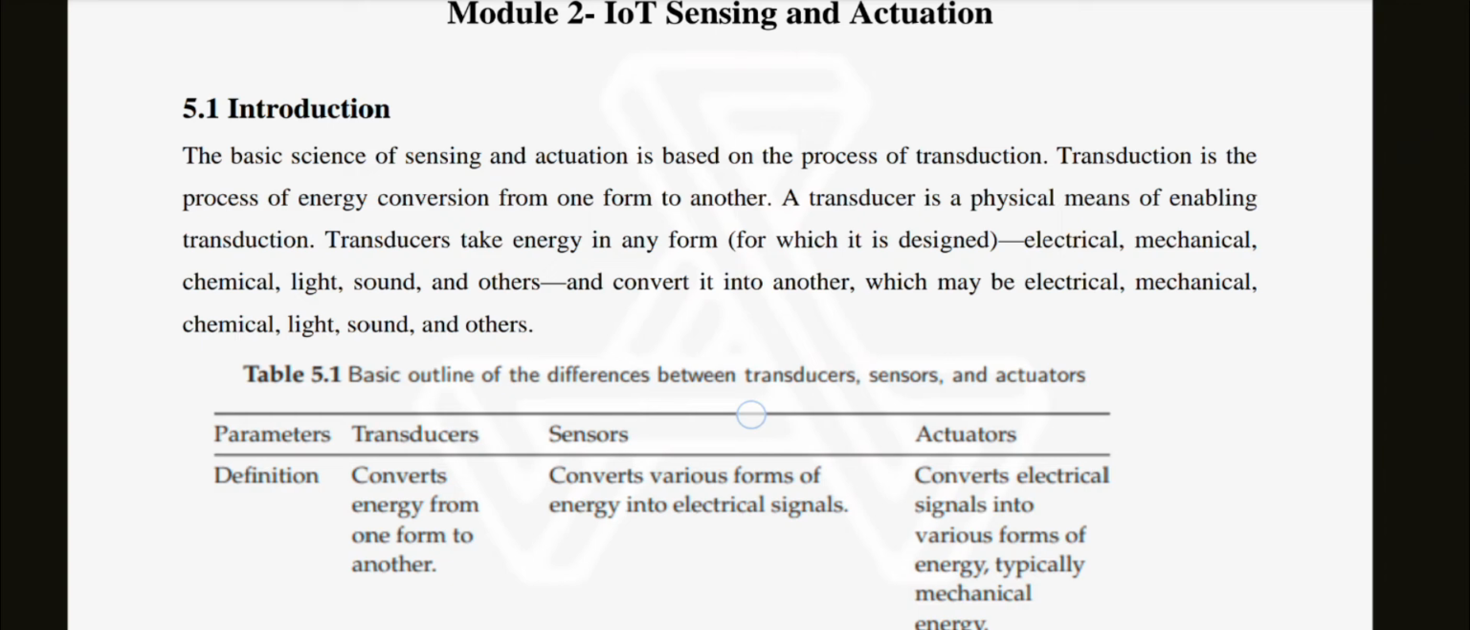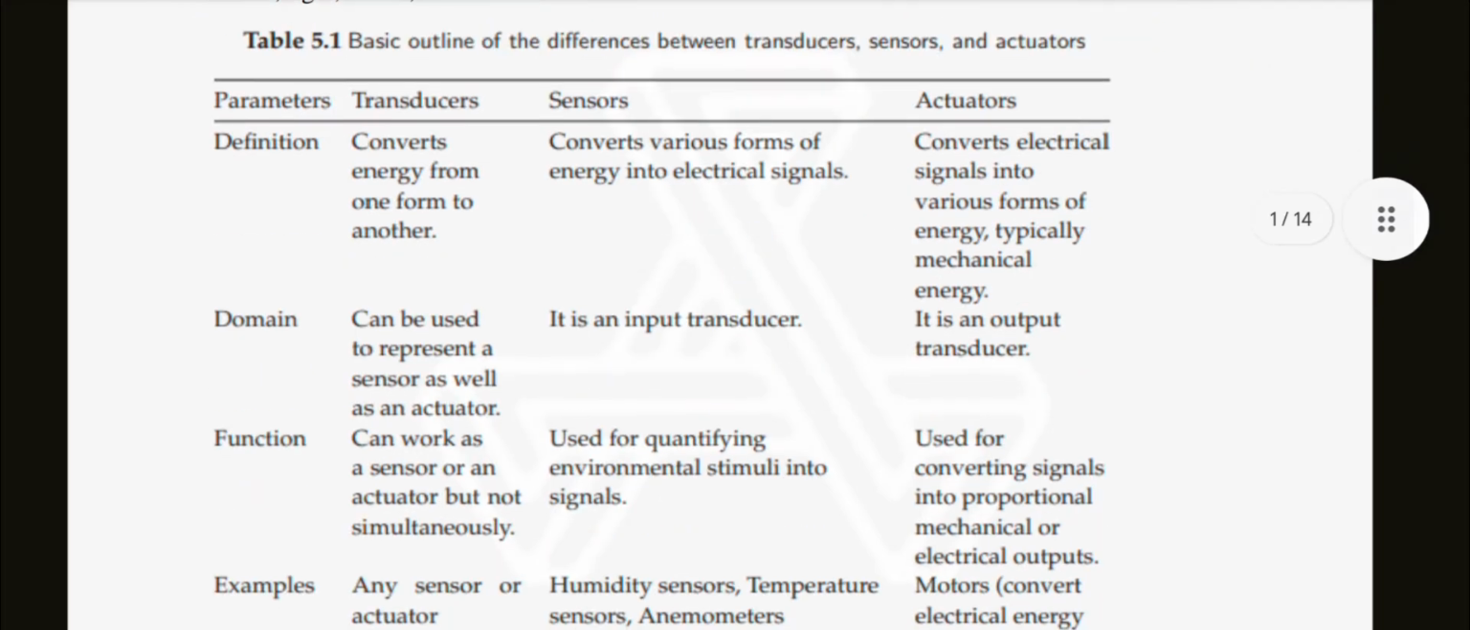Transducers take energy in any form: electrical, mechanical, chemical, light, sound, and others, and convert it into another, which may be electrical, mechanical, chemical, light, sound, and others. Basic outline of the differences between transducers, sensors, and actuation.